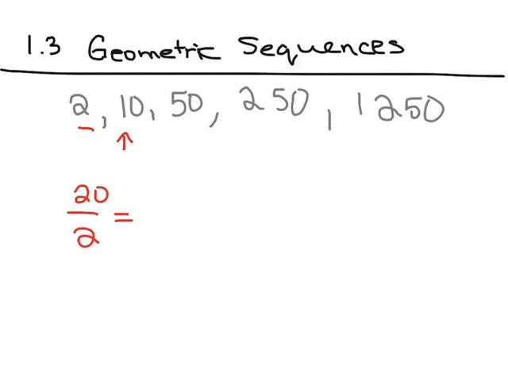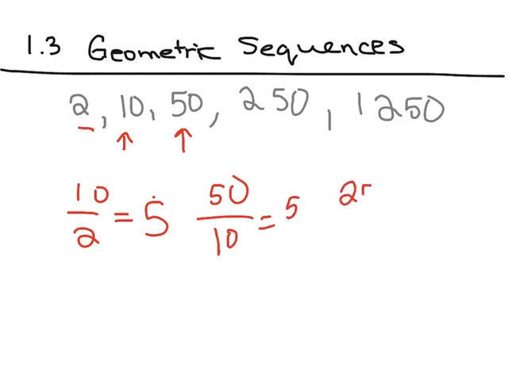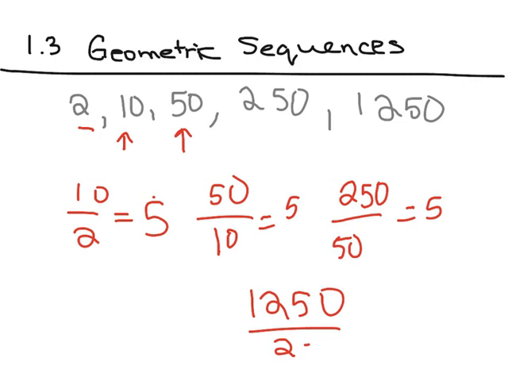And you should get 10 divided by 2, and you get 5. Then we try it again. 50 divided by 10 is 5. 250 divided by 50 is 5. And 1250 divided by 250 is 5. So the common ratio for this is 5. Each step you multiply by 5 to get to the next step.